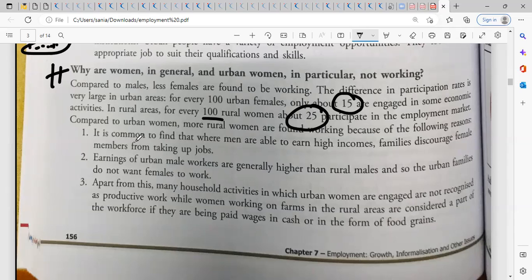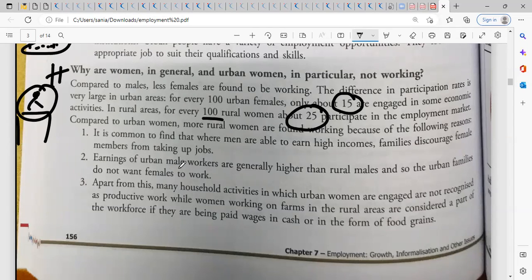So let's see. It is common to find that where men are able to earn high income, families discourage female members from taking up a job. So basically in urban areas, if a male is earning a good amount of money, then females are told, why should you go for work? So this is the first reason.